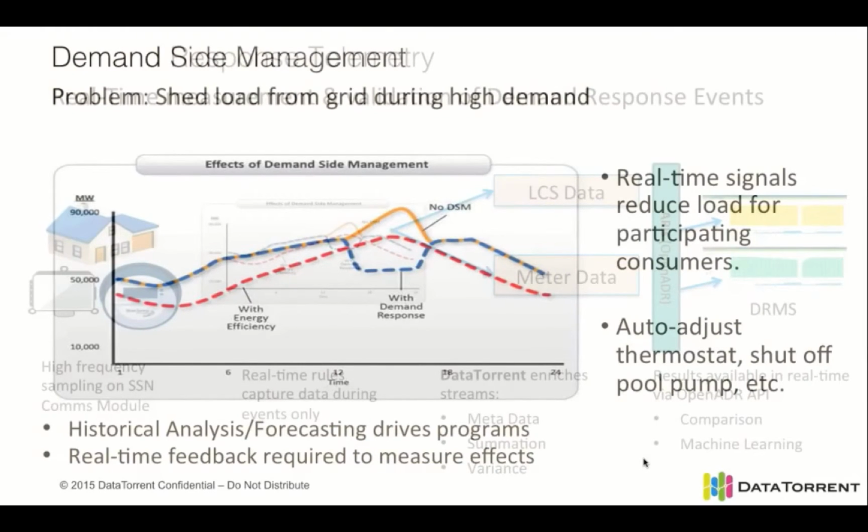So now we've sent a signal, we've tried to curtail some load. Now we want to measure in real time to figure out how much load we've actually shed, and if we need to go ahead and shed more, or if we can back off on the program a little bit, just so that we can impact the fewest number of folks as possible.